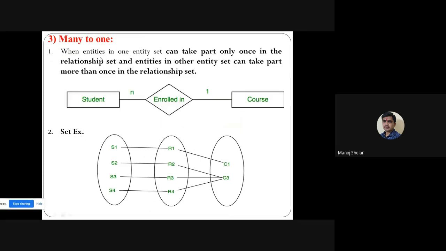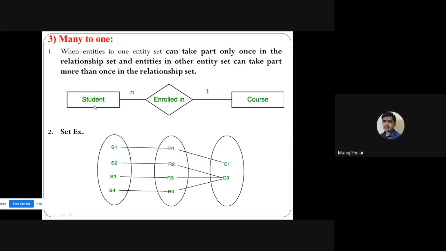Then next is the many to one relationship. A simple example: when an entity in one entity set can take part only once in the relationship, while an entity in the other entity set can take part more than once in the relationship set. For example, a student is one entity, a course is one entity, and enroll is the relationship.